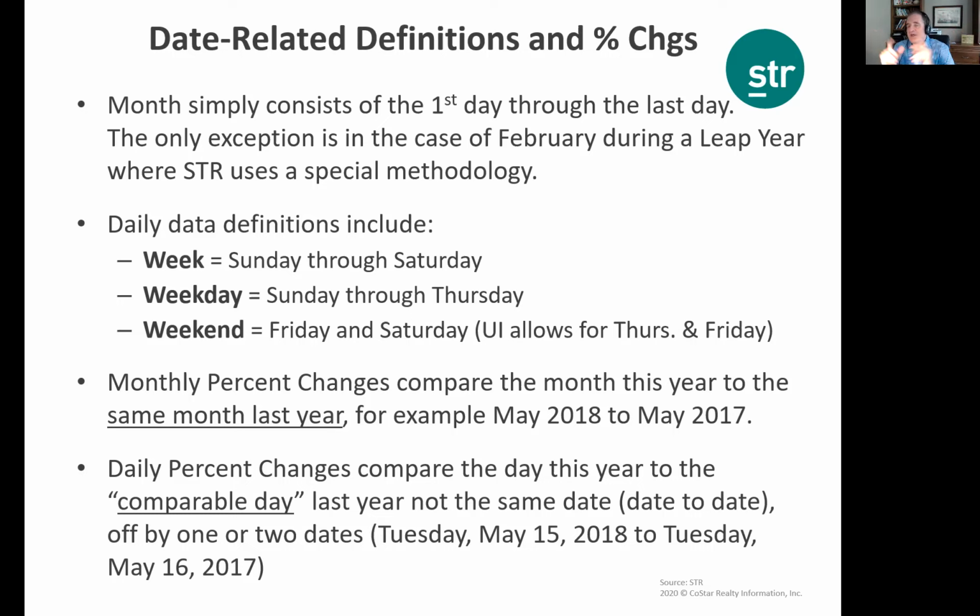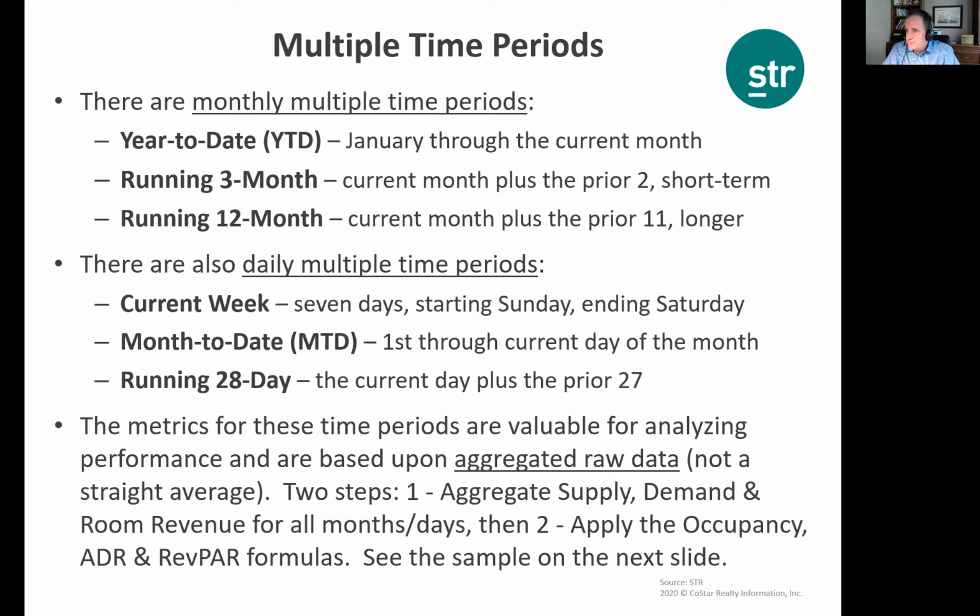Daily percent changes. They compare the day this year to the comparable day last year. Now, it is not the exact same date. It's going to be off a little bit. We always compare a Wednesday to the closest Wednesday last year. And as I said, it'll be off a date or two, depending upon whether you have a leap year in there. So Tuesday, May 15th of 2018 would get compared to Tuesday, May 16th of 2017. So comparable day, not date to date.